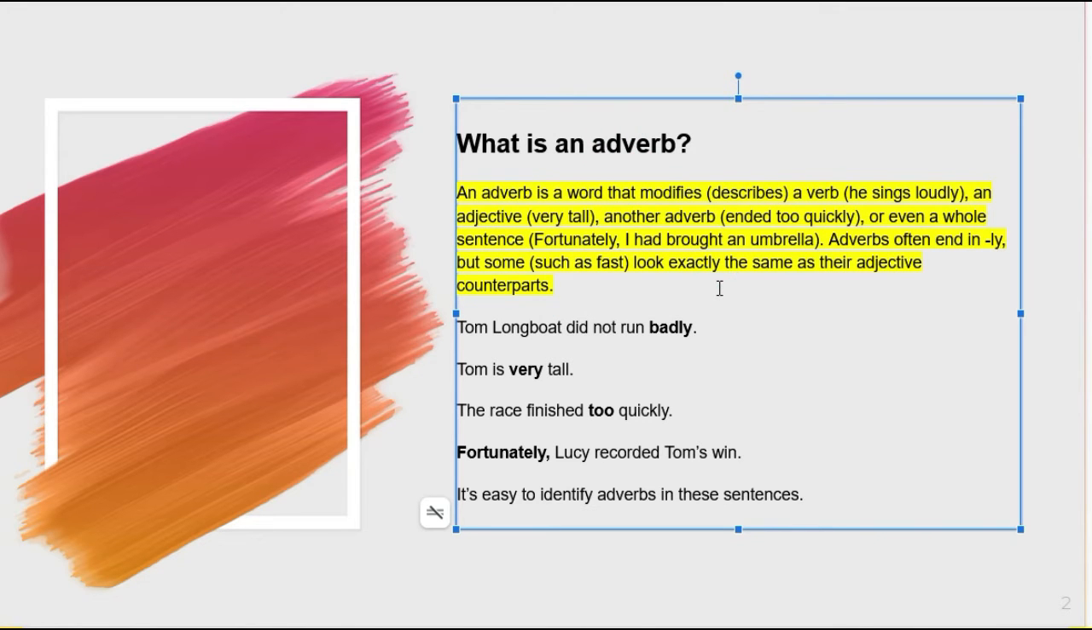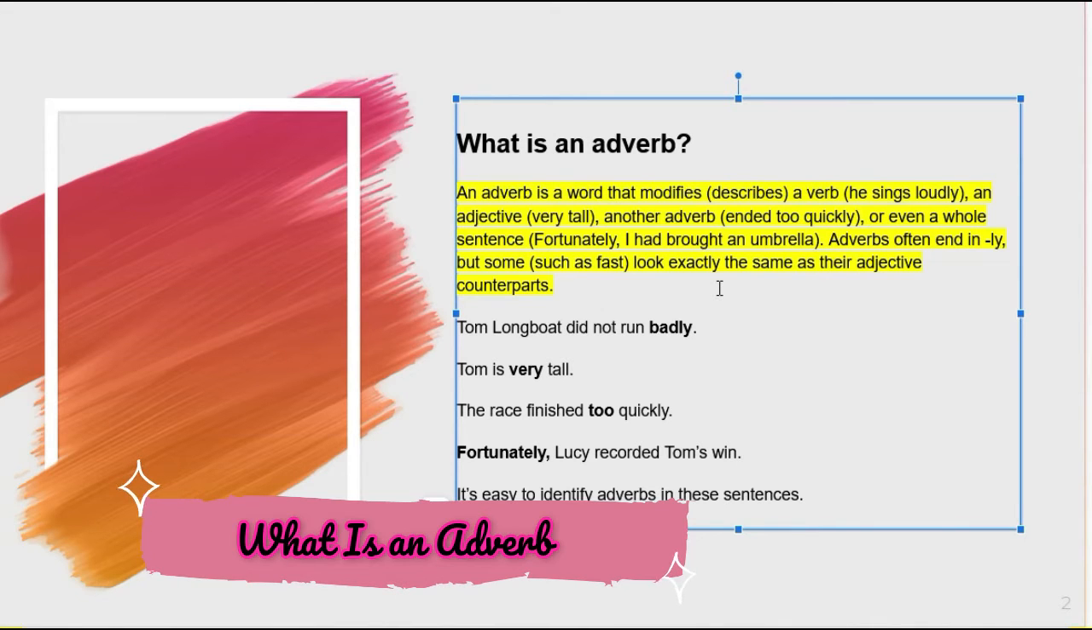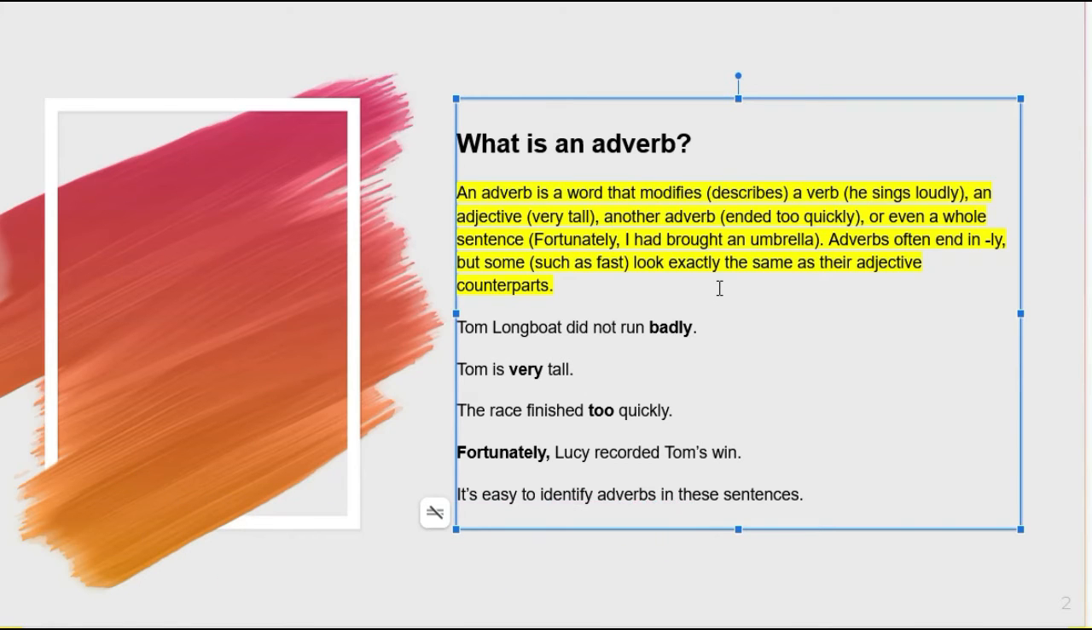An adverb is a word that modifies or describes a verb, such as "sing loudly", an adjective, such as "very tall", another adverb, such as "too quickly", or even a whole sentence. Fortunately, I had brought an umbrella. Adverbs often end in -ly, but some, such as "fast", look exactly the same as their adjective counterparts.